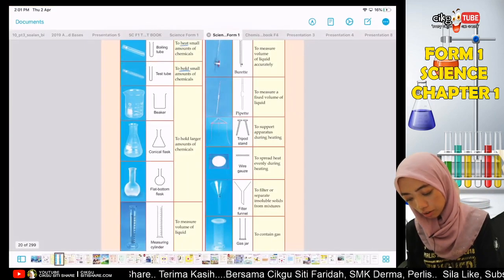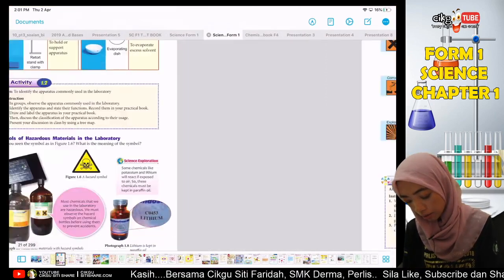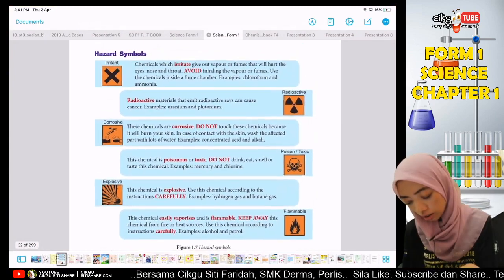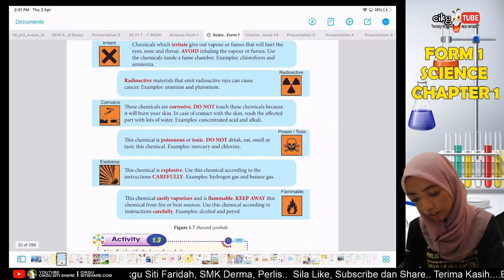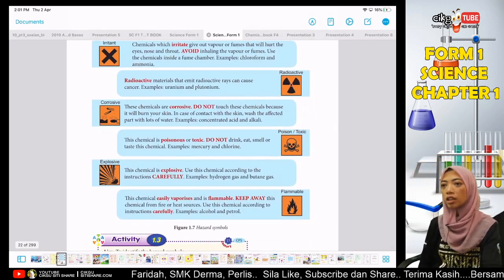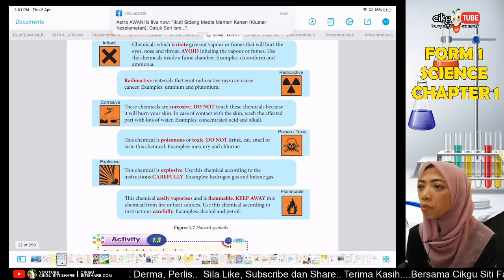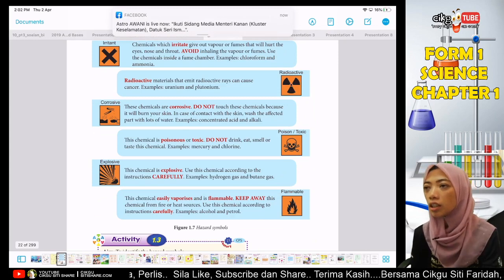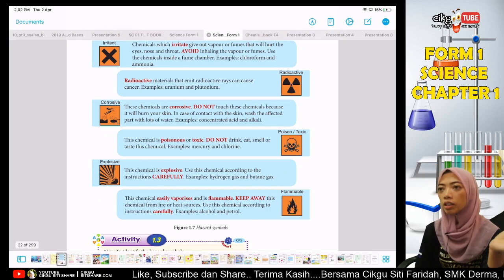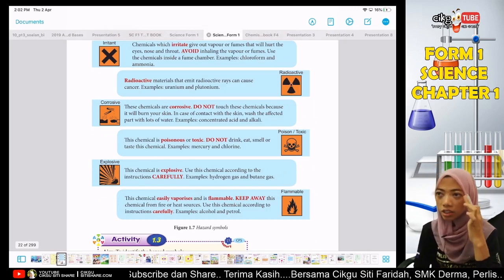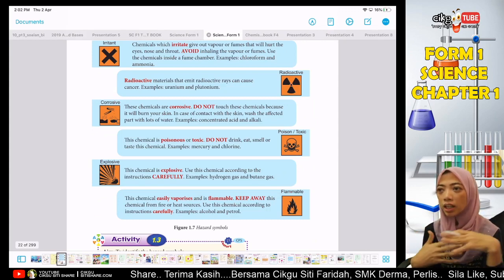Okay, let's take a look at our textbook. This is the hazard symbol. You can see there is no irritant symbol here. This is the irritant symbol. The irritant symbol is X. What is irritant? It gives a vapor or fume that will hurt your eyes. Irritant is more about gas, fume, vapor that will hurt eyes, nose and throat. Maksudnya kalau kamu hidu tu, kamu akan rasa something lah, irritant.